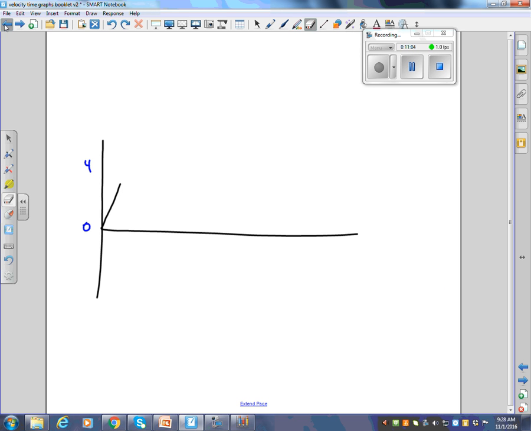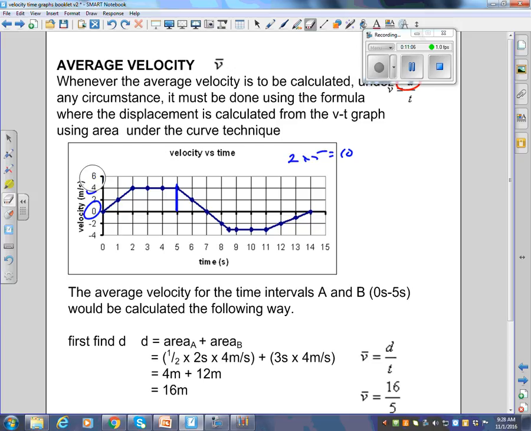Okay, so how do we do it then, Mr. Bennett? That's the wrong way, remember? How do we do it properly? You find the displacement using the area under the curve technique, and then simply divide by the time. So for example, the average velocity for the time interval A and B, which is from 0 to 5 seconds, what was our displacement from 0 to 5? From before, it was on the previous page.